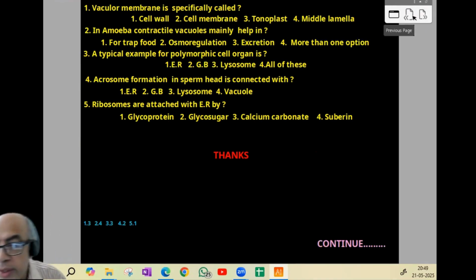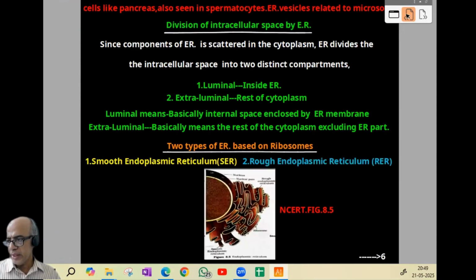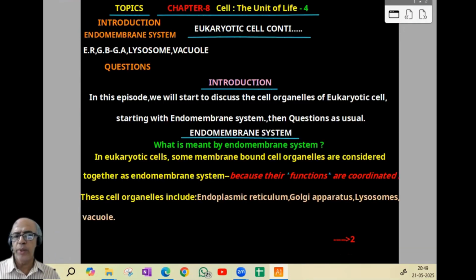So what all things did we learn in this episode? See, this area, the cell, the basic unit of life. Now you already know it is a theoretical chapter, important for theory and entrance. Questions will be there. So: introduction, endomembrane system, four cell organelles and questions. First we define what the endomembrane system is, why the name, and what the role and functions are.